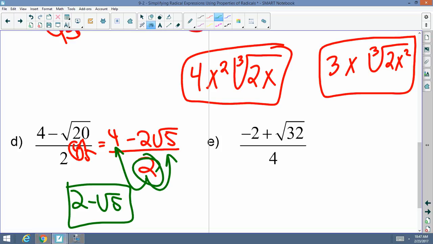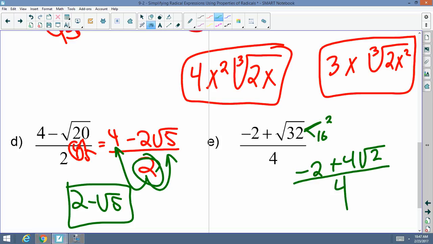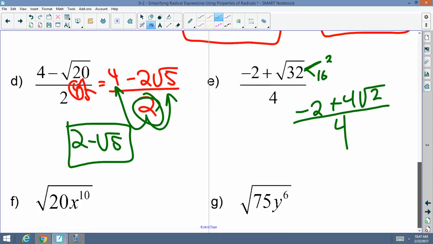Next, negative 2 plus square root of 32 over 4. I can break the square root of 32 up into 16 times 2. So this is negative 2 plus 4 square root of 2 over 4. And again, I can simplify this. So this will become negative 1/2 plus just the square root of 2.